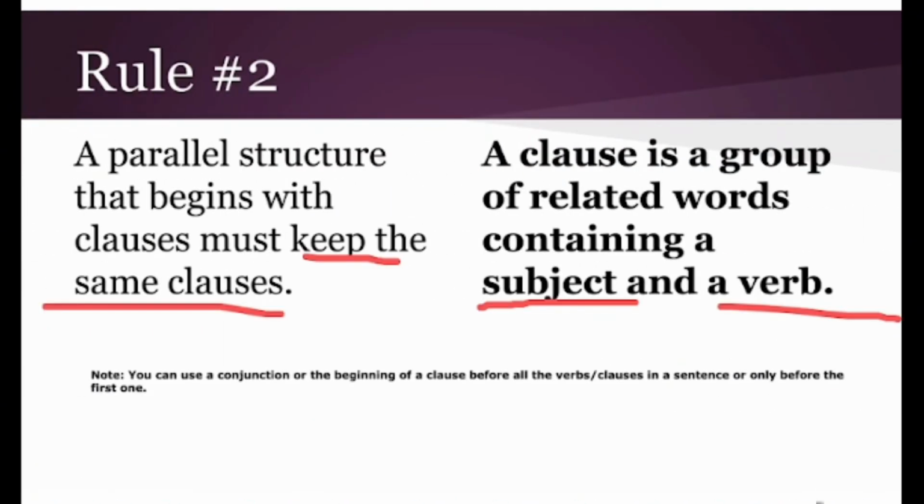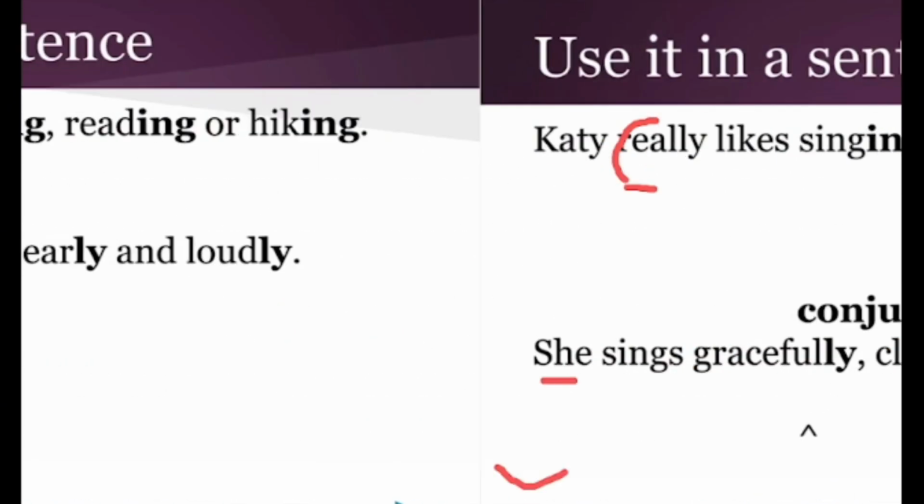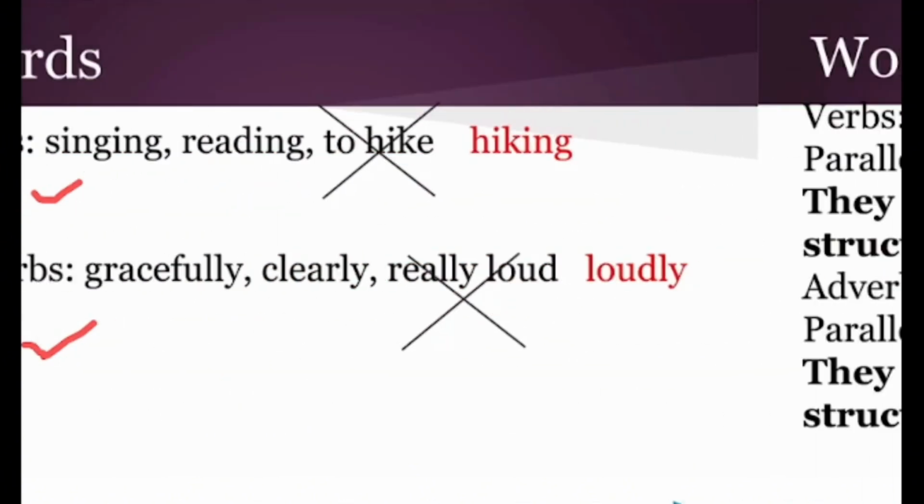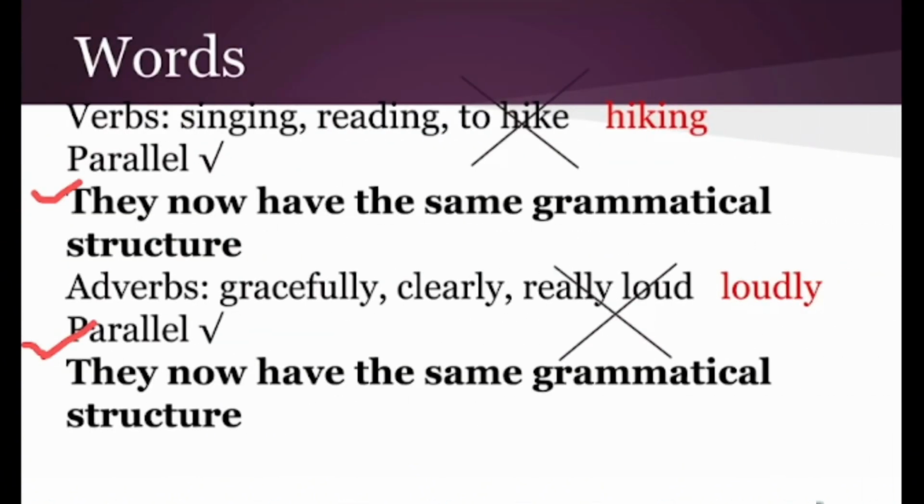Hoye gelo. Rule 1. Thik ache, singing, reading, to hike. So ekhane tense was not correct. Shob verb gulite same tense chilo na, so this also must be changed.